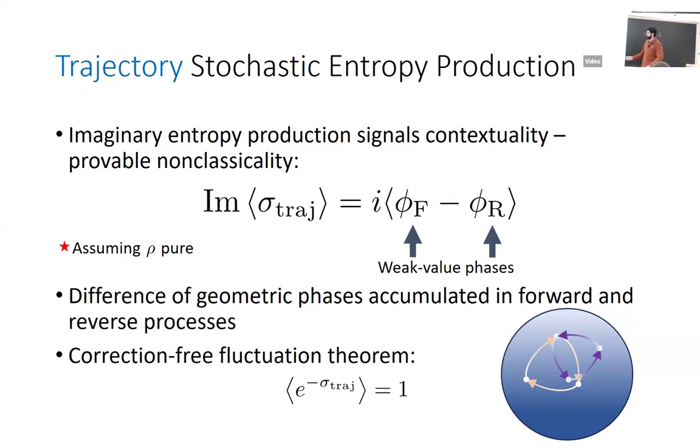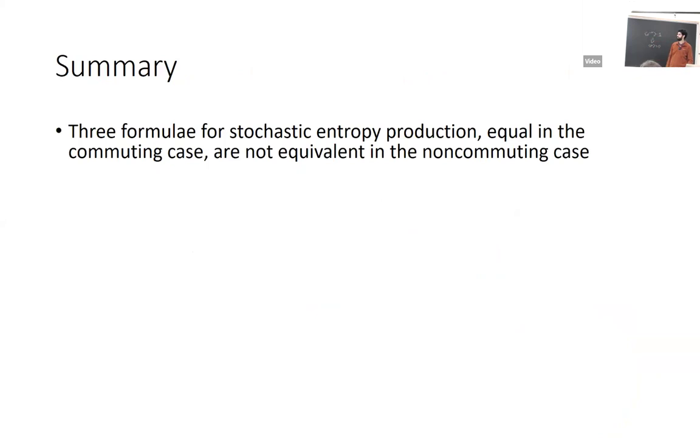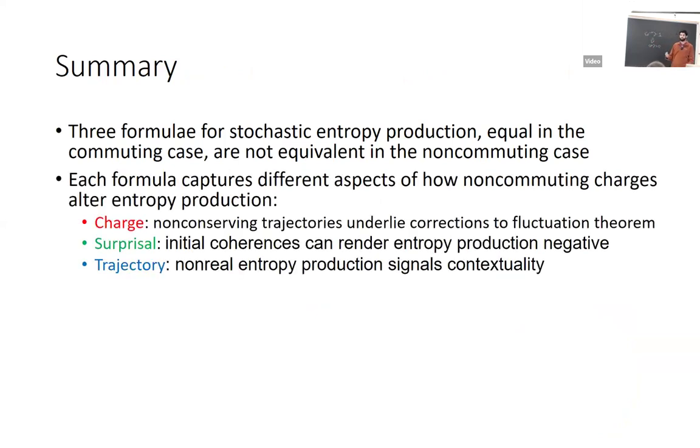And it's kind of neat, but basically the fluctuation theorem for this definition is simply equal to 1, which is very similar to, or exactly the same as, the classical case. Okay, so to summarize, we started with these 3 formulas for stochastic entropy production, equal in the commuting case, but not equal in the non-commuting case, each of which tells us something interesting about the transport.